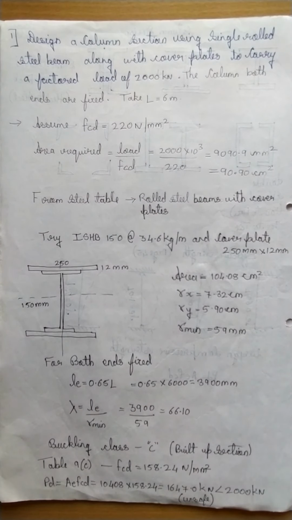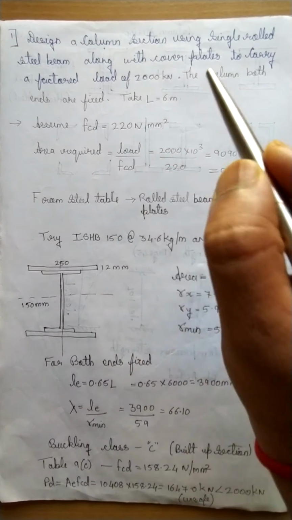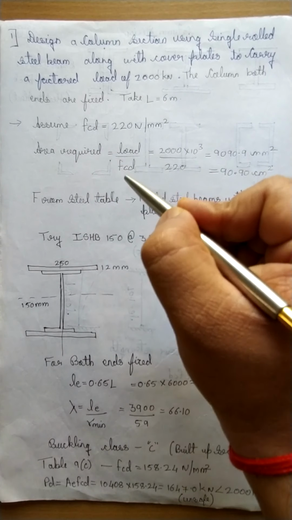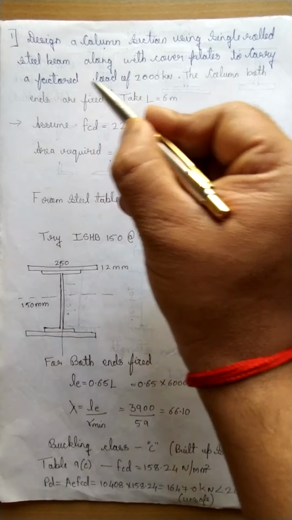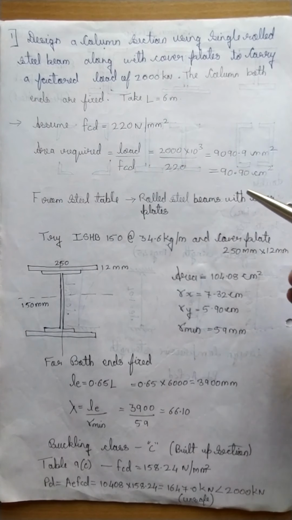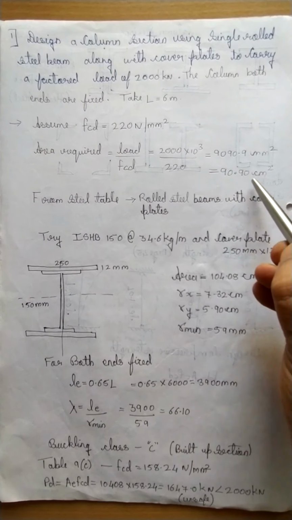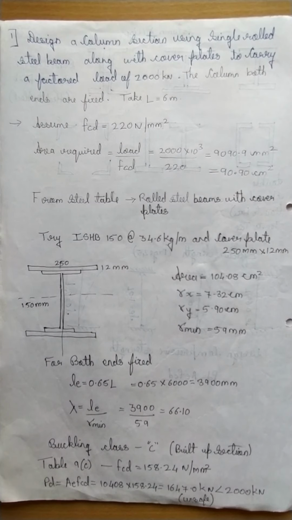Again we have to calculate the area required. Assuming f_cd to be 220 Newton per mm square, the area required would be load divided by f_cd. Here it is already a factored load, so I will use this. Dividing this by this, I am getting 90.90 centimeter square. We have to select a section from the steel table having an area of about 90.98. As it is a column, I will take an I section, with cover plates.